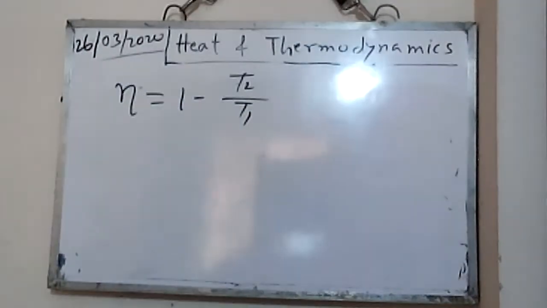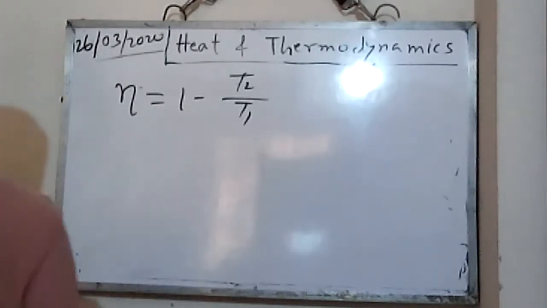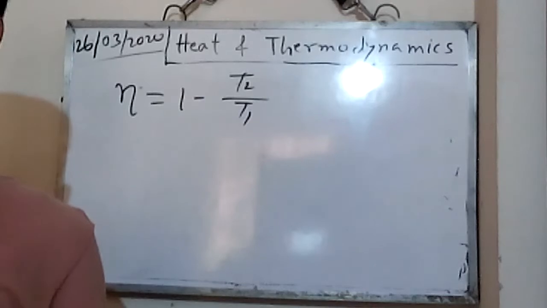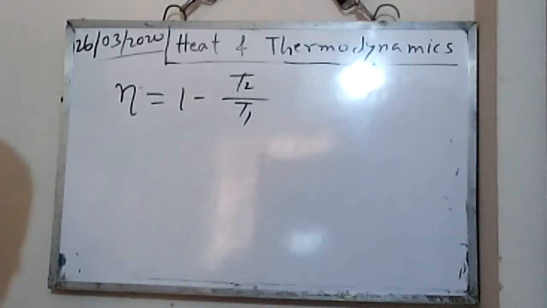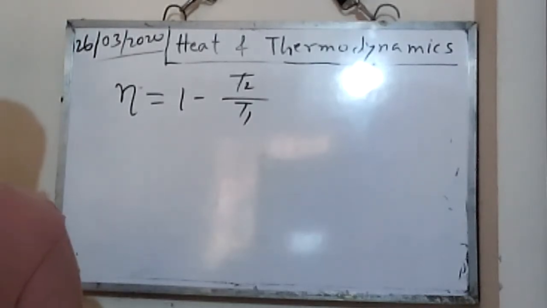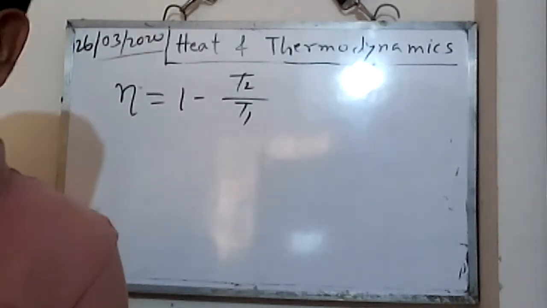There is a problem. This is problem number 2. A Carnot engine has an efficiency of 50% and whose low temperature reservoir is at 7 degrees Celsius. To increase the efficiency of it to 70%, how many degrees should the temperature of the high temperature reservoir be increased? That is, firstly, the efficiency of a Carnot engine.